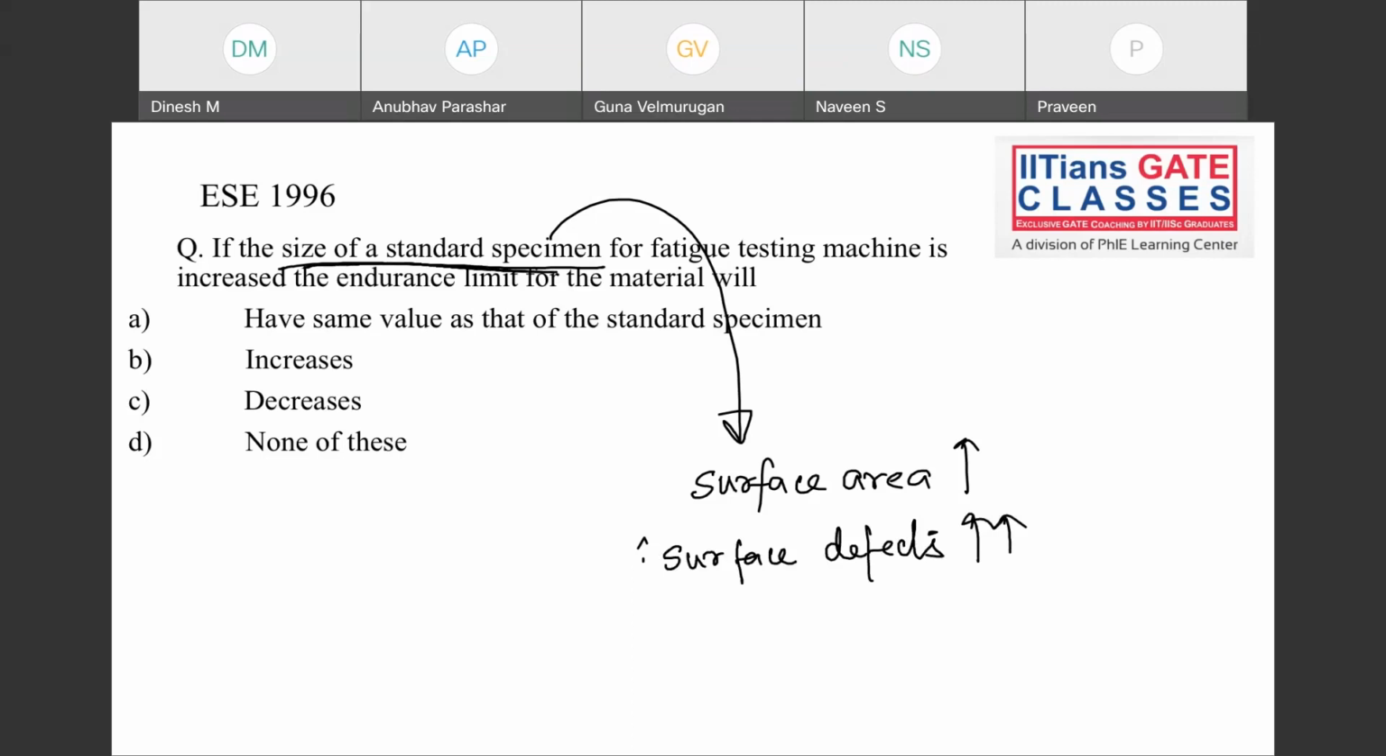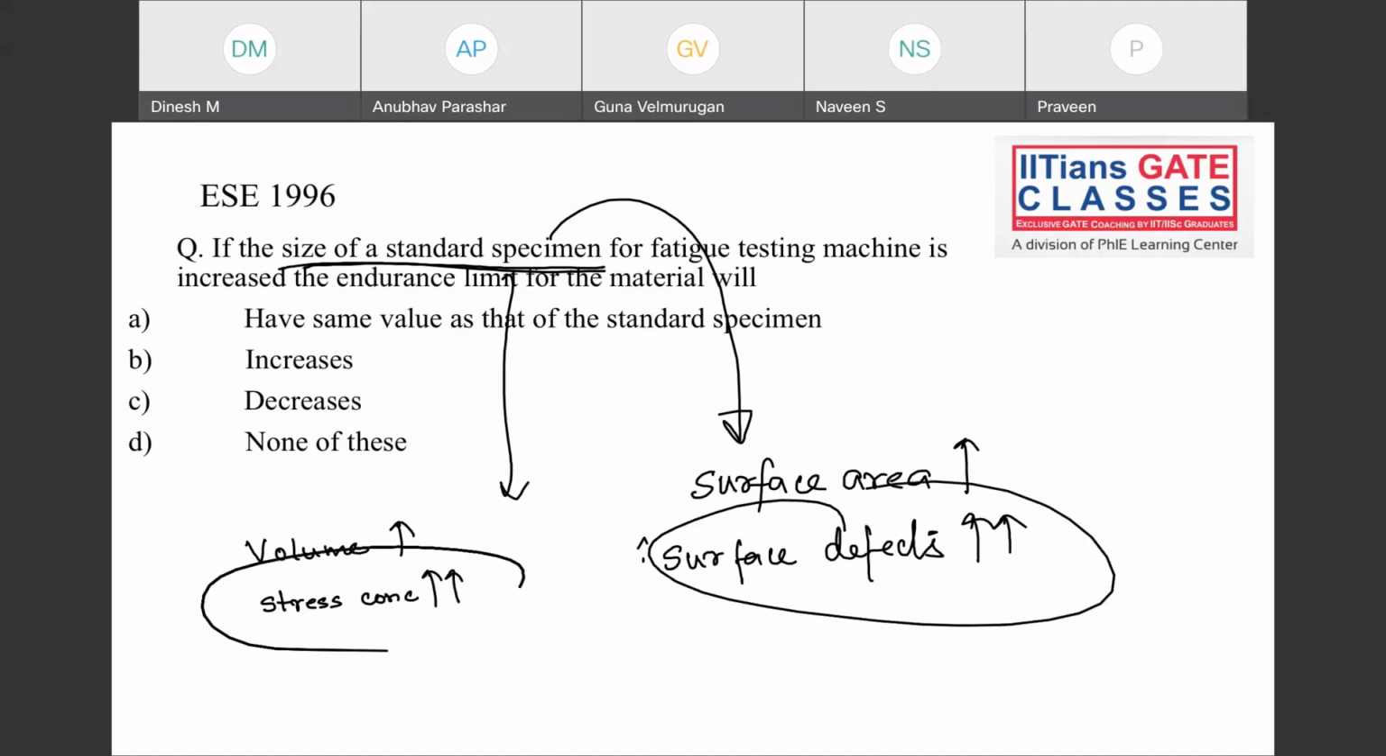Similarly, if the size of the specimen increases, can I say that the total volume will increase? If the volume increases, can I say the number of discontinuities, number of impurities, or, to be direct, stress concentration will also increase to a certain limit? There is a high possibility that stress concentration also increases. So surface defects are increasing, stress concentrations are increasing. So what do you comment about the endurance limit?